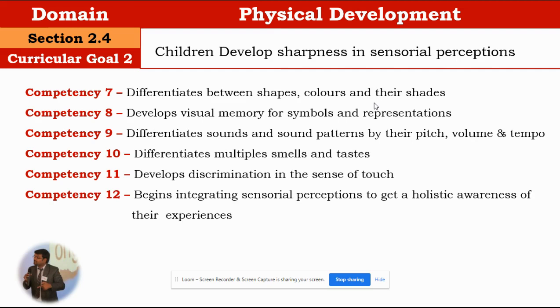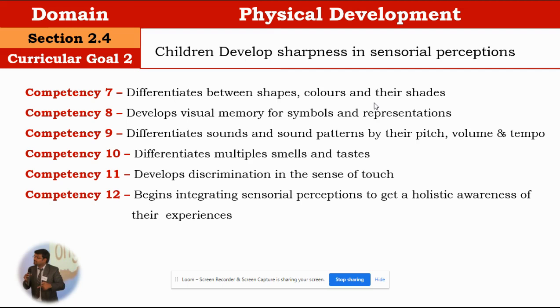Let's go to the next curricular goal, that is, children develop sharpness in sensorial perceptions. So now, what is sensorial perception? There's something we need to understand. Sensorial perception is basically the capacity of any individual which helps him or her to detect, sense, or experience any happening or change in the environment by using five senses. So we have to develop sharpness in understanding and using sensorial perceptions for our day-to-day life.